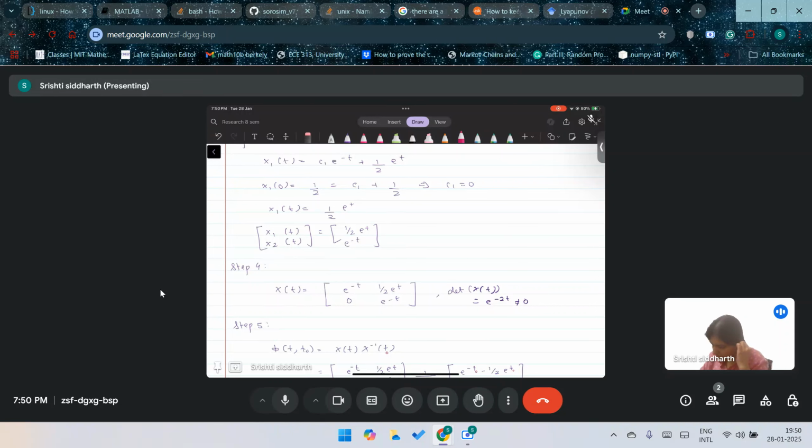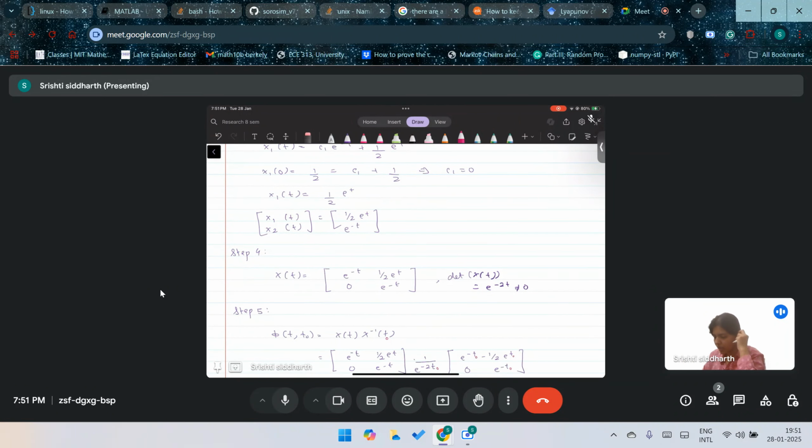What we can also do is consider some other initial conditions which are linearly dependent. Then find the fundamental matrix and then find the state transition matrix using this formula.